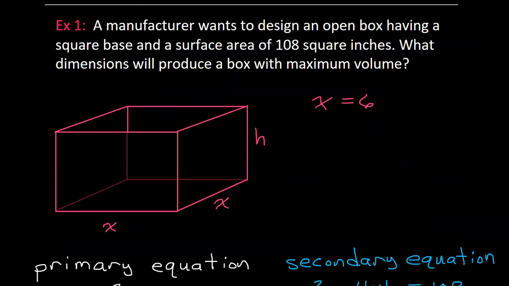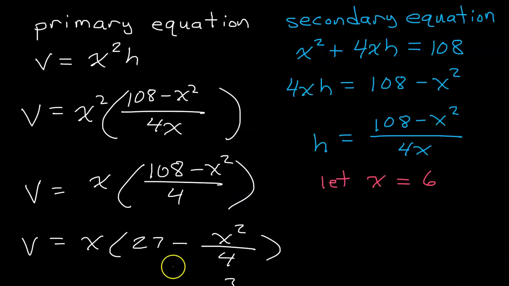Remember that our goal is to find the dimensions of the box that will maximize the volume. So far we have found the x value that will maximize the volume. That's going to be 6. So we just need to find the value of h. We've already rewritten the secondary equation to give h as a function of x. So let's just let x equal 6 and see what h is.